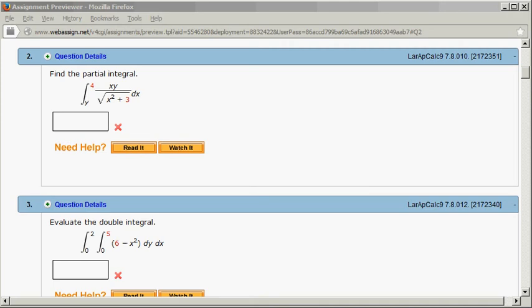All right, let's look at the homework 7.8, 7.9, problem number 2. So let's evaluate this partial integral.